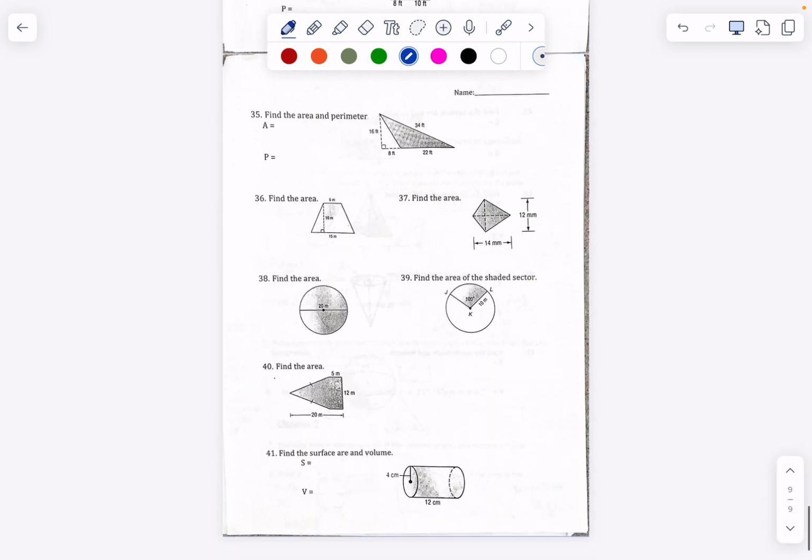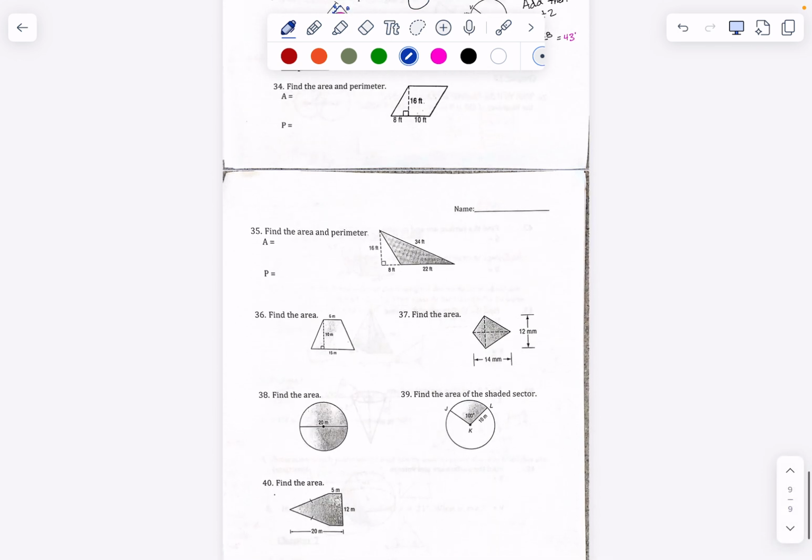Chapter 11 is all that's left, so one problem and then the back page. There we go.